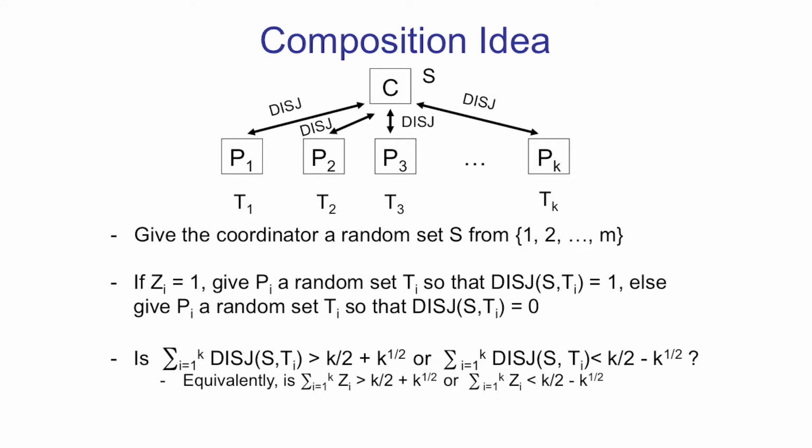OK? And we have these bits zi in mind, which were used to generate the inputs. So it's equivalent to our earlier gap threshold question. Is the sum of the bits zi at least k over 2 plus root k, or at most k over 2 minus root k?